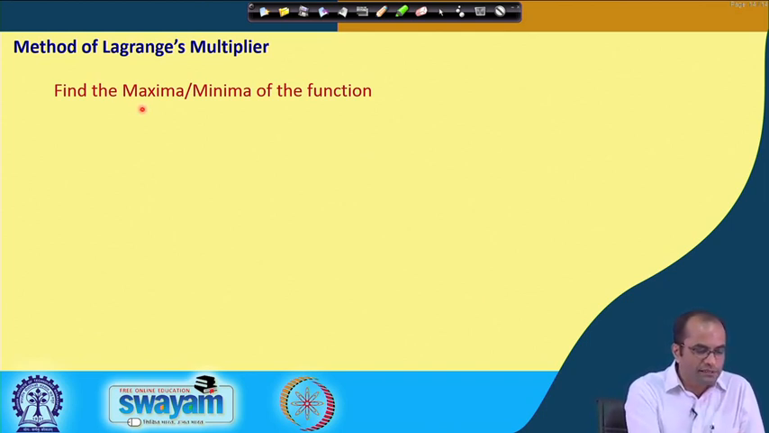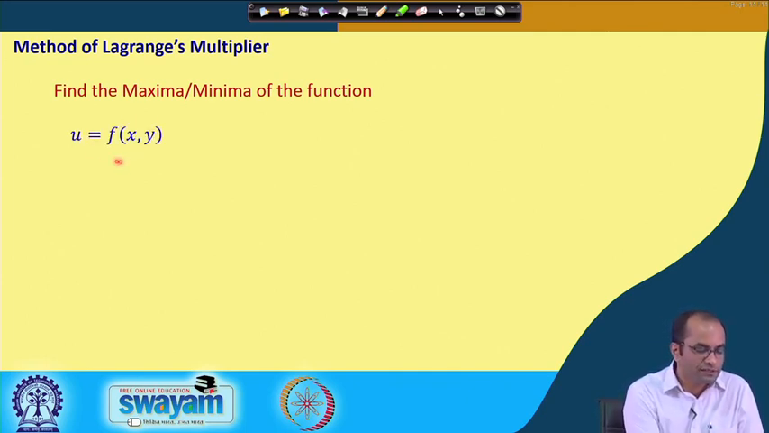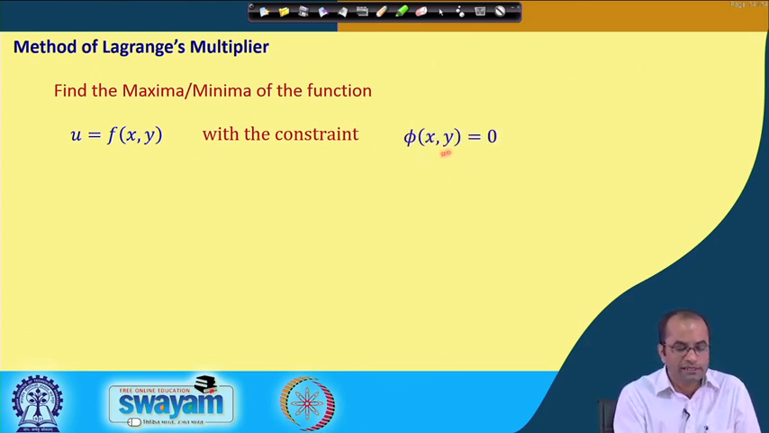If you want to find the maxima and minima of the function, let us say u is equal to f(x, y), where we have some other constraint that phi(x, y) is equal to 0. So, we have some relation, some conditions on x and y given.